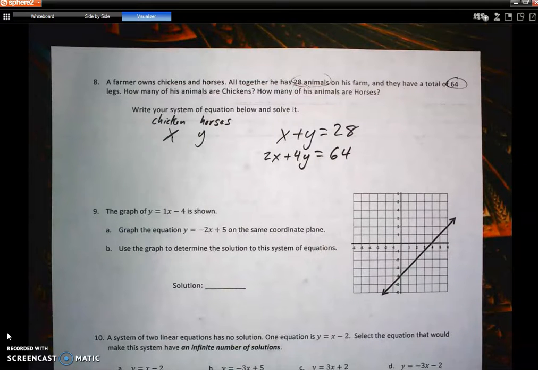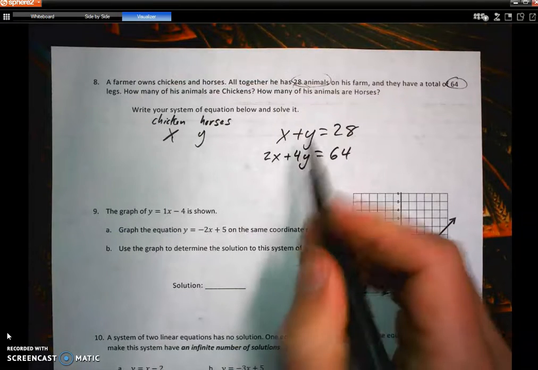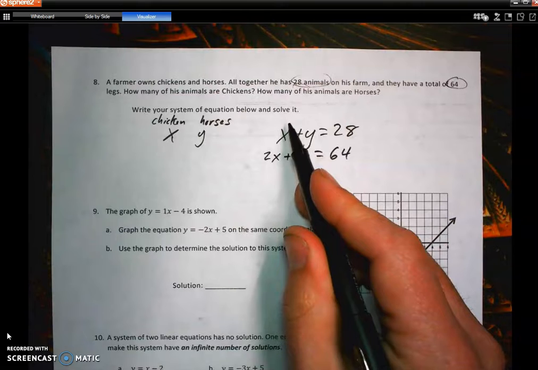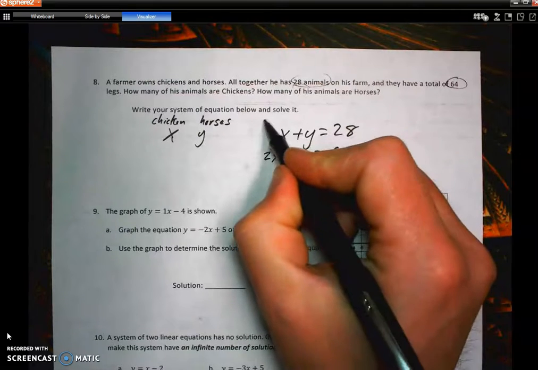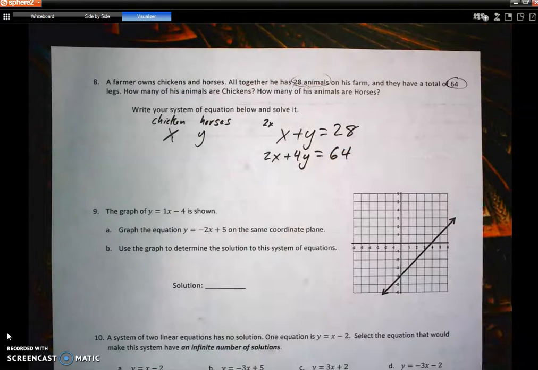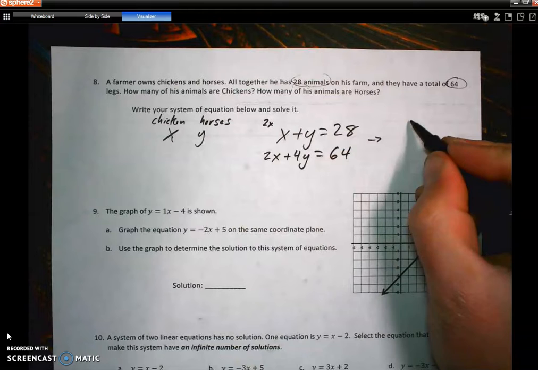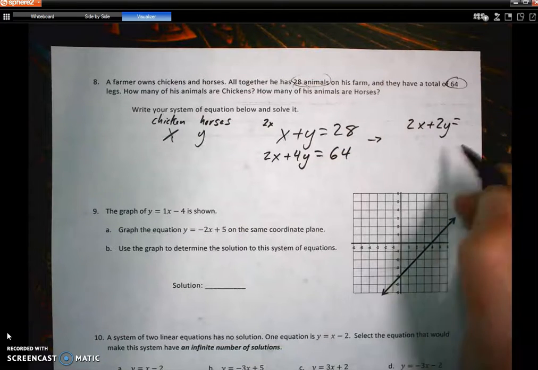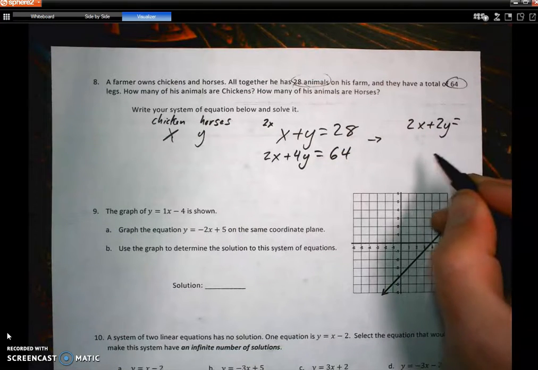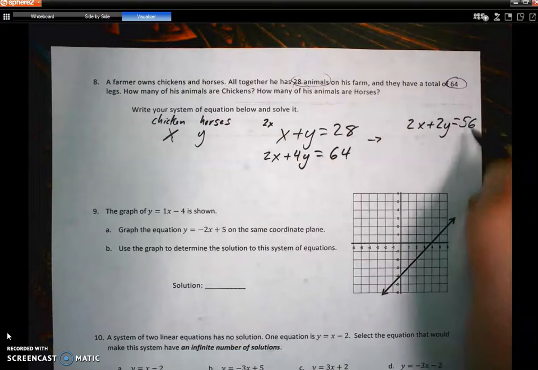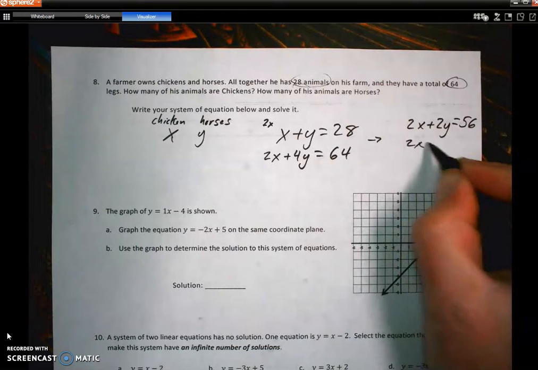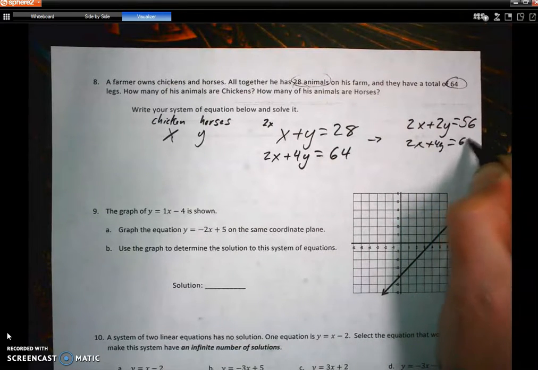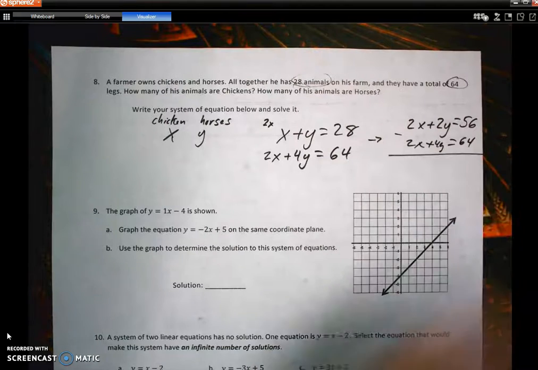Cool. Almost there now. Now I just got to get something to match. I'm going to make my x's match. So I'm going to multiply this top equation by 2. Then I get 2x plus 2y equals 28 times 2, which is 56. And then my other one is 2x plus 4y equals 64. And now I can subtract.